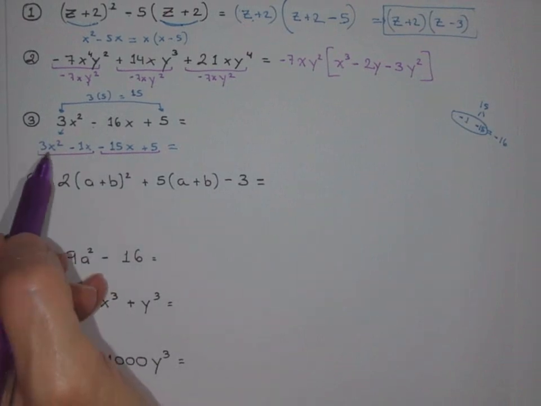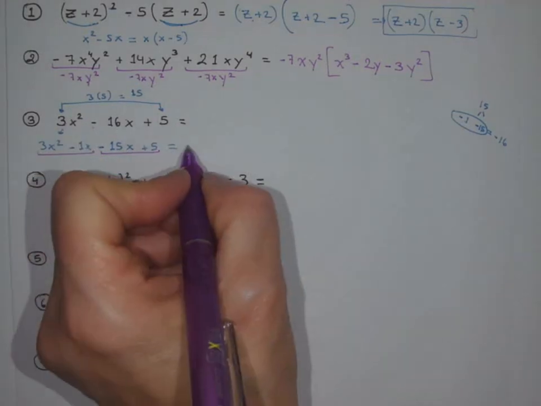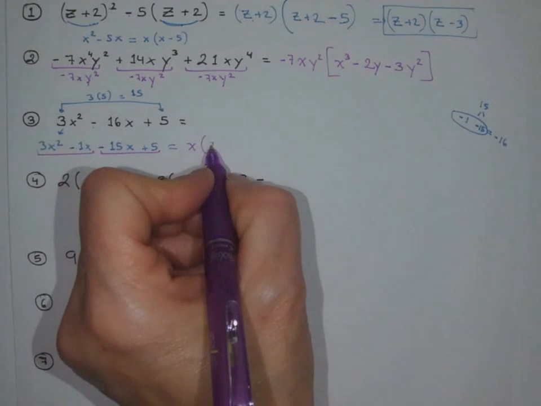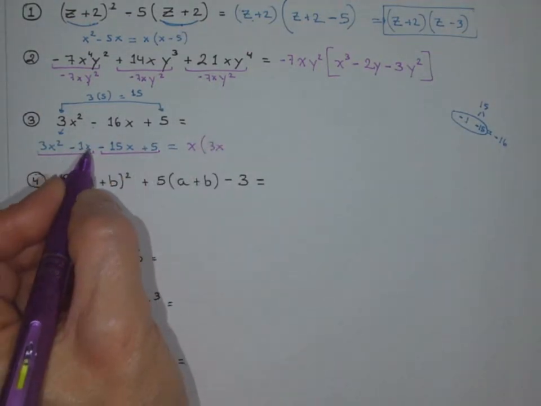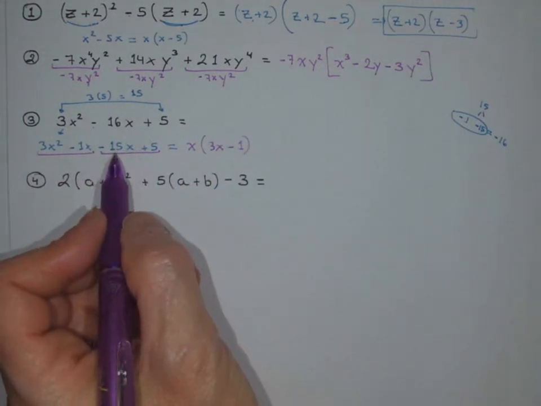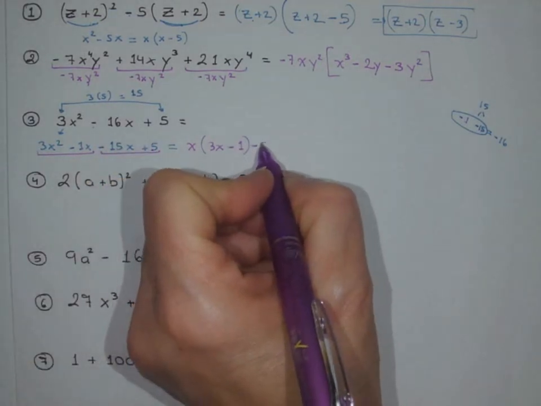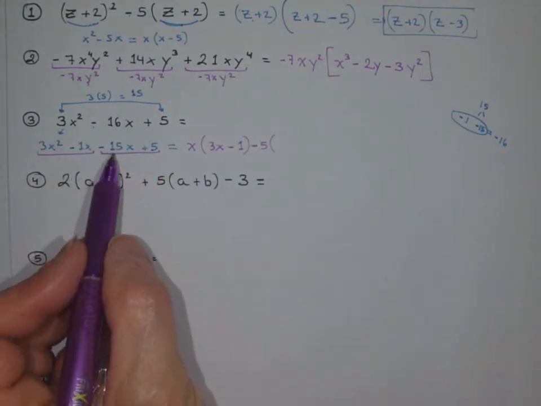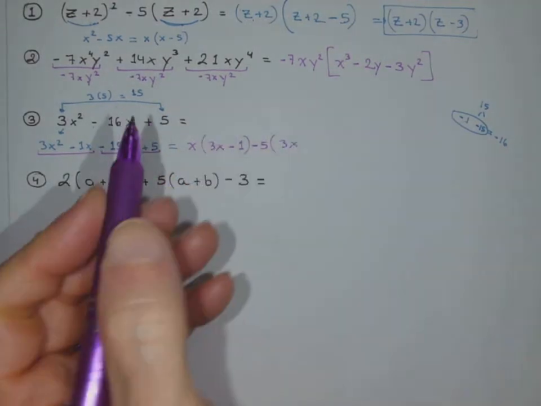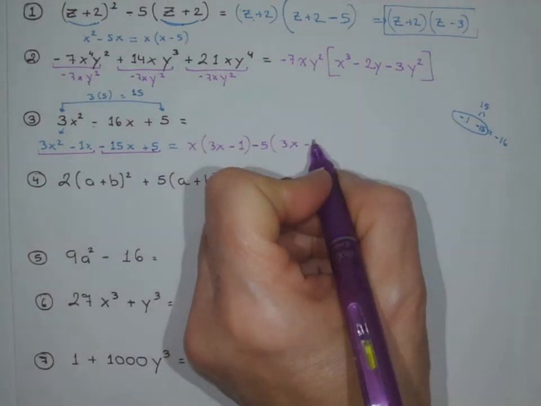What can we factor out from 3x squared and negative 1x? Well, we can factor out an x, so let's take an x out. What will be left over? 3x squared divided by x will just be 3x, and then negative 1x divided by x will be minus 1. What can we factor out from negative 15x plus 5? Well, we can factor out a negative 5, and so what will be left over? Negative 15x divided by negative 5 will be positive 3x. Positive 5 divided by negative 5 will be a negative 1.